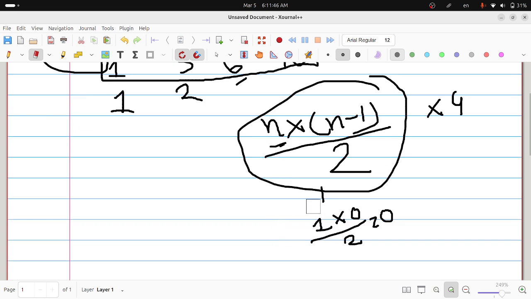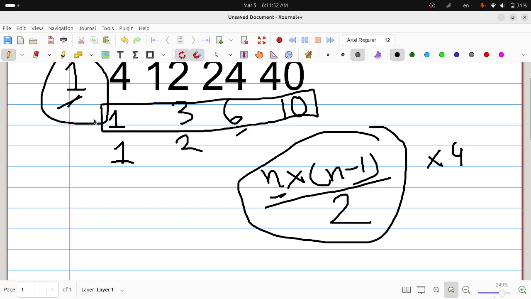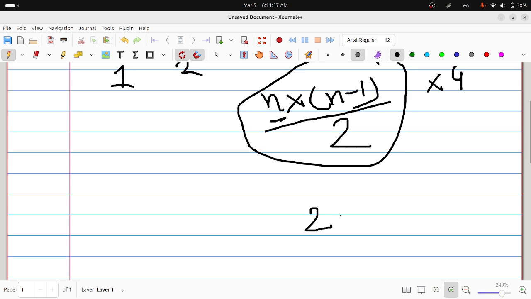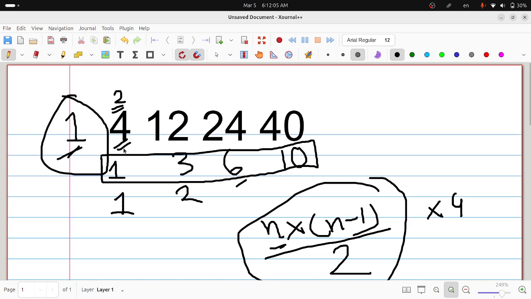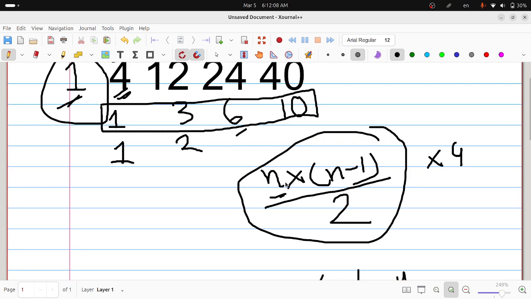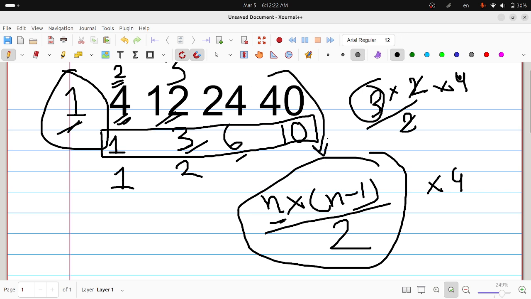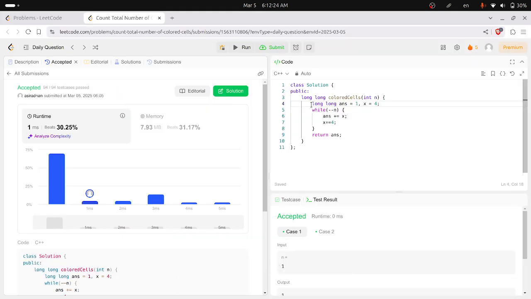And for the rest of the cases, for n greater than 1, I will just apply this formula. So let's say n equals 2, I will do 2 into 1 divided by 2 according to this formula, and then 1 into 4, which is 4. And for 3, I will do 3 into 2 divided by 2, and here I got 3, so 3 into 4, and this is 12. So this works for all other n, and let's write the code now.